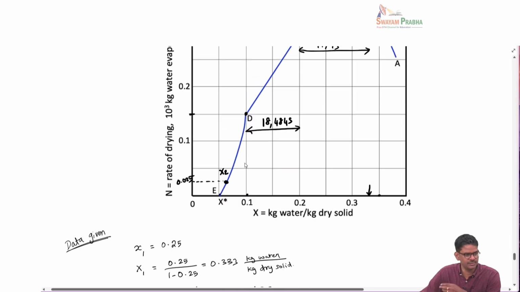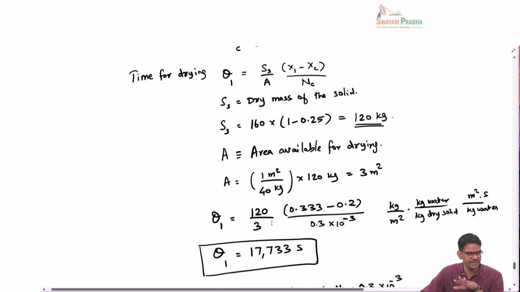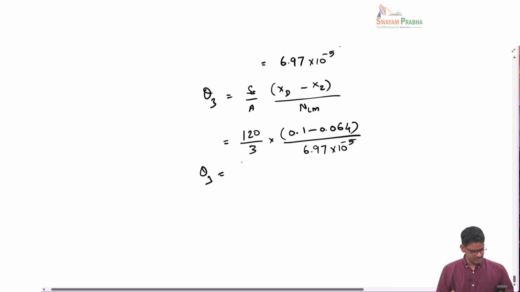Anyway, it's linearized, so you can take whatever value you have. So I think I'll just take 0.025 and go ahead, and if you fit it and get a different value, that's fine. Actually, this should be done graphically. So I get this time as 20,660 seconds.